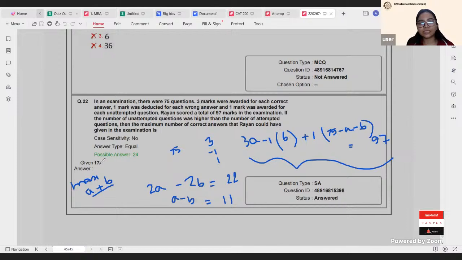So the last tip that I will give you all is to just maintain your calm. Even if one section goes very bad, like VRC did for me, I didn't let the pressure carry on to the DILR and Quants sections.